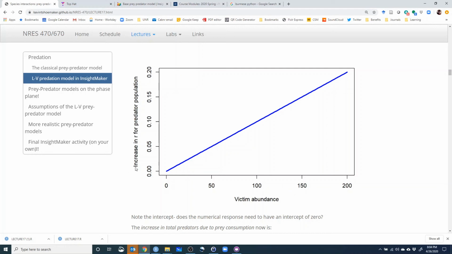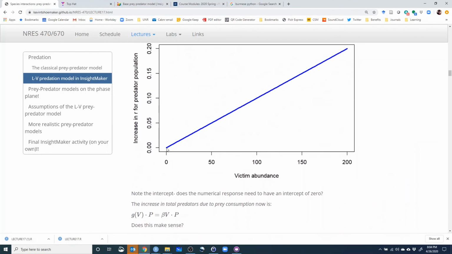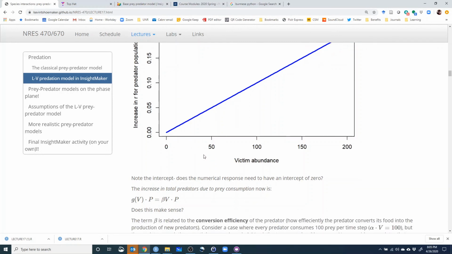And the slope of this relationship just indicates the conversion efficiency, essentially, of how many victims it takes to produce new predators and increase the growth rate of the predator population. Does the intercept have to be 0? Indeed, it does have to be 0. At 0 victims, there's no victim consumption, and therefore there can be no increase in the predator population due to consumption of prey.